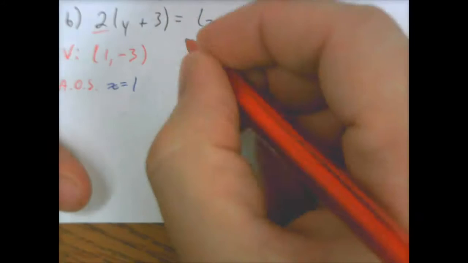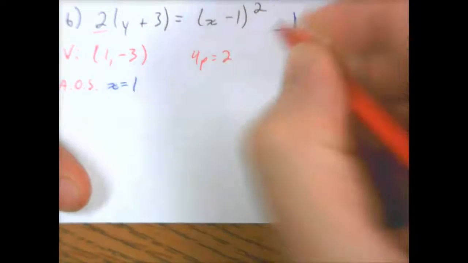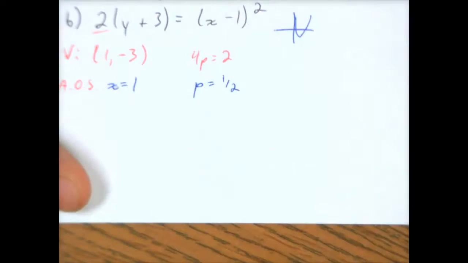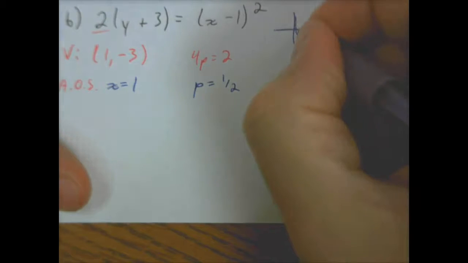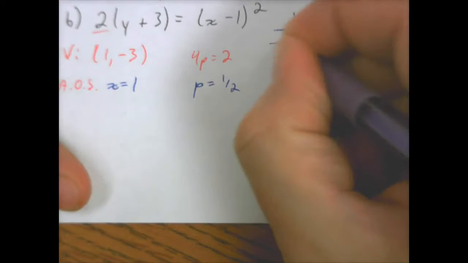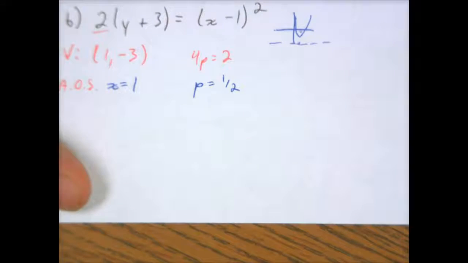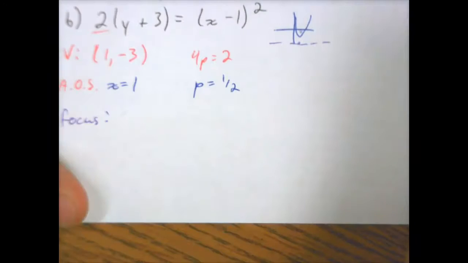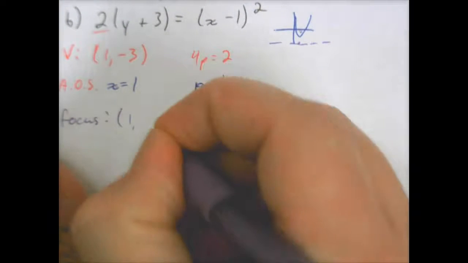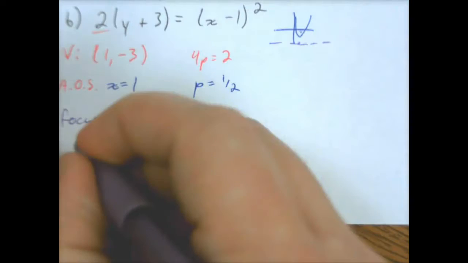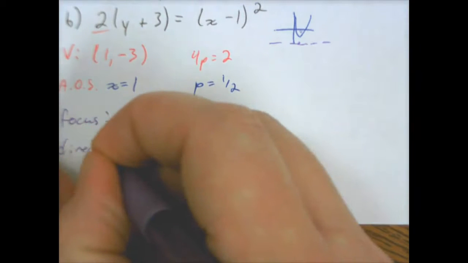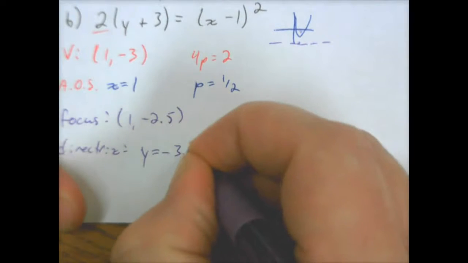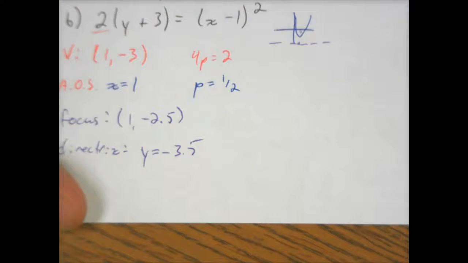Now for the p, 4p equals 2, which means p is 1/2. My focus will be above, my directrix will be below. So for the focus, it moves up 1/2, so 1, negative 2.5, and the directrix will move down 1/2, so y equals negative 3.5. Cool. And then from there you can graph.